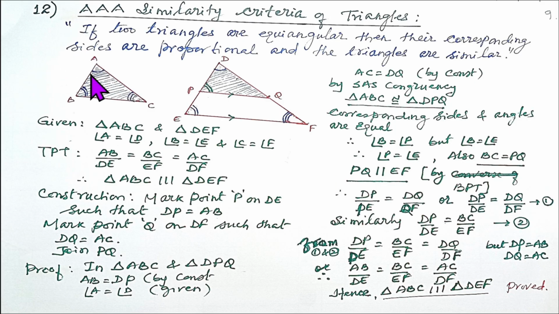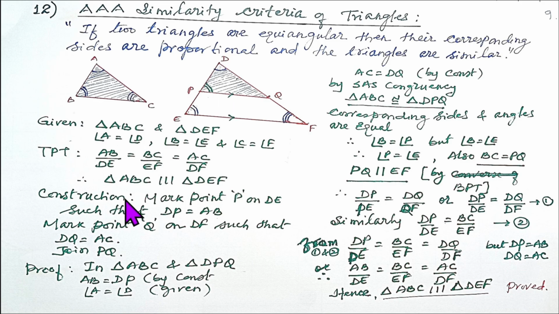Now we are given a triangle ABC and a triangle DEF. Angle A is equal to angle D, angle B is equal to angle E, angle C is equal to angle F, because corresponding angles are equal. They are given to us. Now we have to prove that AB upon DE is equal to BC upon EF is equal to AC upon DF, and because we are proving the second condition of criteria of triangles, that corresponding sides are proportional, therefore the two triangles are similar.